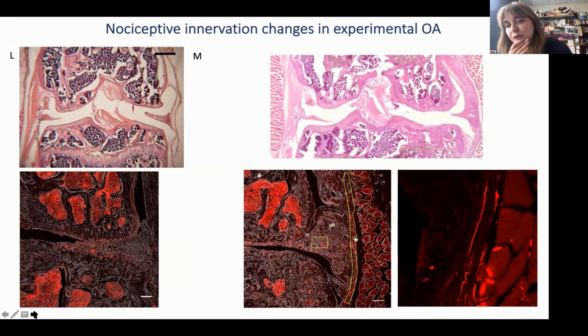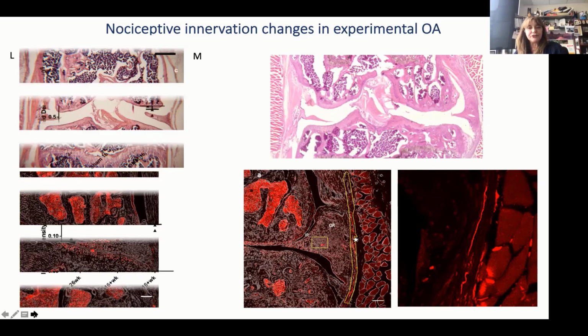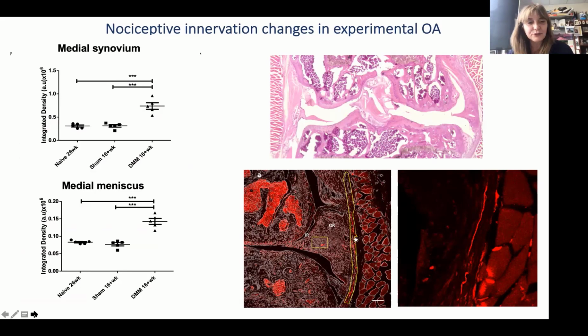But what happened really surprised us after a DMM surgery. In this case, this is 16 weeks after DMM surgery. So this is the medial compartment. You can see there's a lot of osteoarthritis there. There are osteophytes, cartilage degradation, subchondral bone sclerosis, some synovial thickening. And what we are seeing is that in the synovium, we see new nerves that are sprouting. And we also actually see some in the medial meniscus. We've now been doing this for several years, and this is highly reproducible.